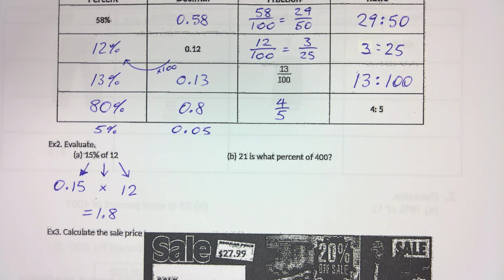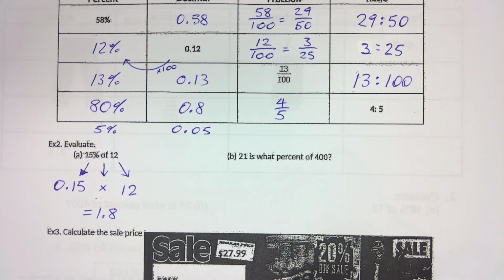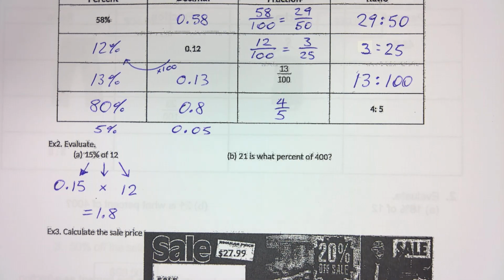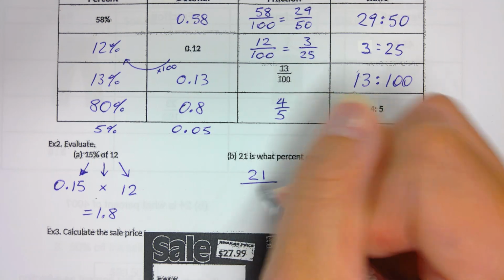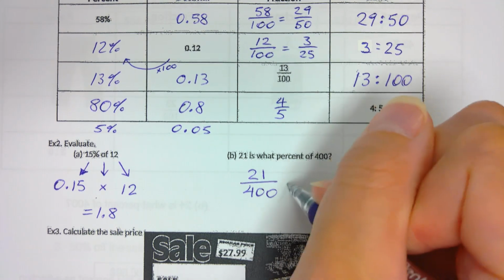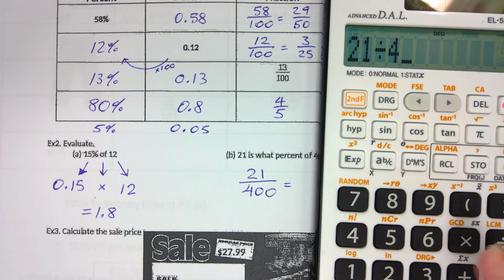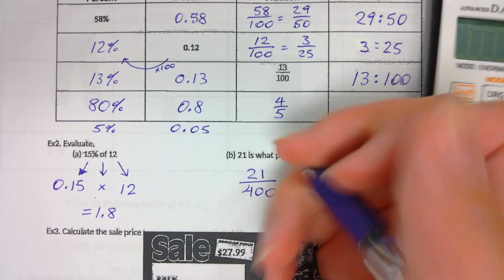21 is what percent of 400? It might sound a little weird. All it is just saying 21 divided by 400. And when you do that, you get 0.0525.